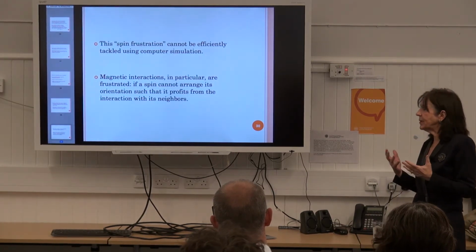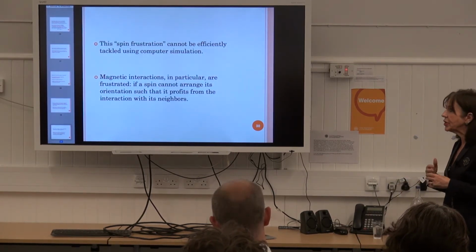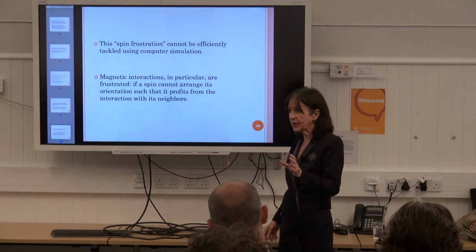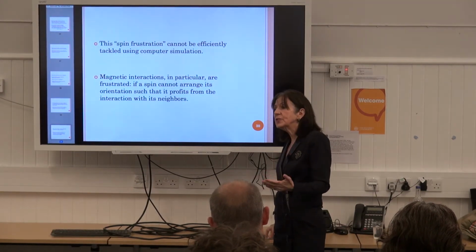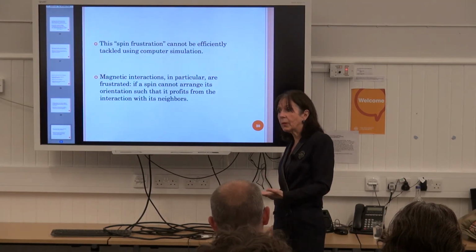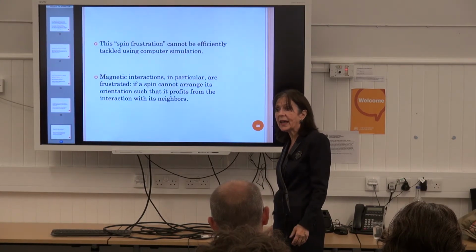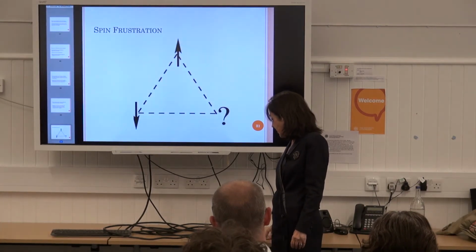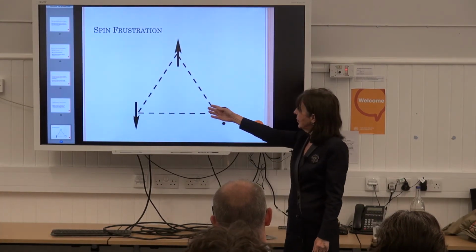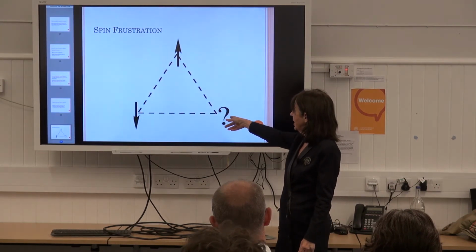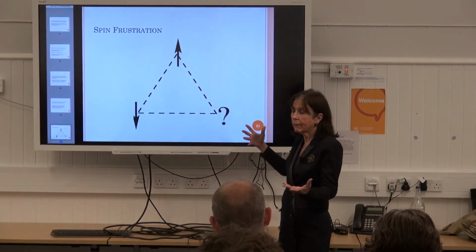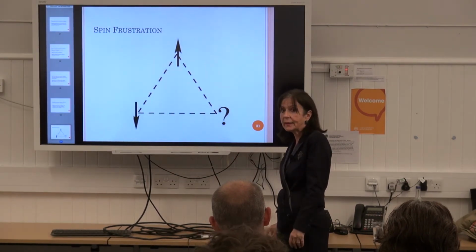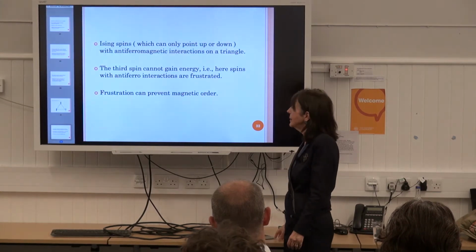So sometimes what happens, as I said, is the spin can't arrange its orientation in such a way that it profits from interactions with its neighbors. So you can't use an Ising model to solve this problem, which is what would normally be the case. I mean, these spin interactions are typically modeled using the Ising model. So it looks something like this. You've got spin up, spin down here. Well, how do you assign the spin over here, so that you minimize the energy? And you can't calculate that. Looks easy, but you can't calculate it.